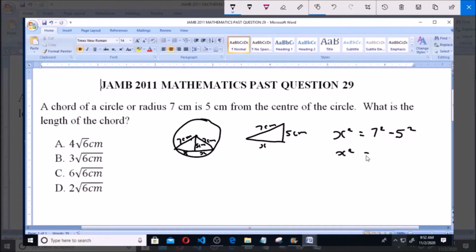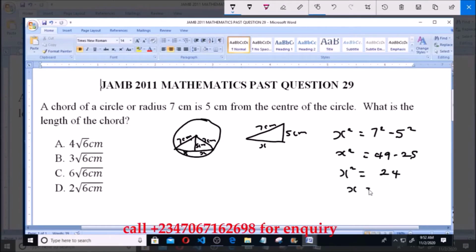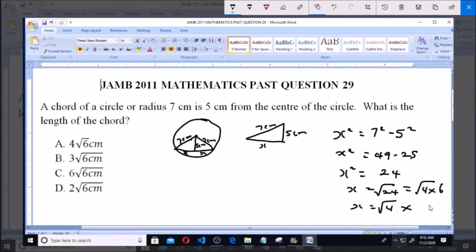So x squared is equal to 49 minus 25, so x squared is equal to 24. Now x is equal to the square root of 24. The square root of 24 is equal to the square root of 4 multiplied by 6. So x is equal to root 4 multiplied by root 6, so x is equal to 2 root 6, because root 4 gives us 2, times root 6 will give us 2 root 6.